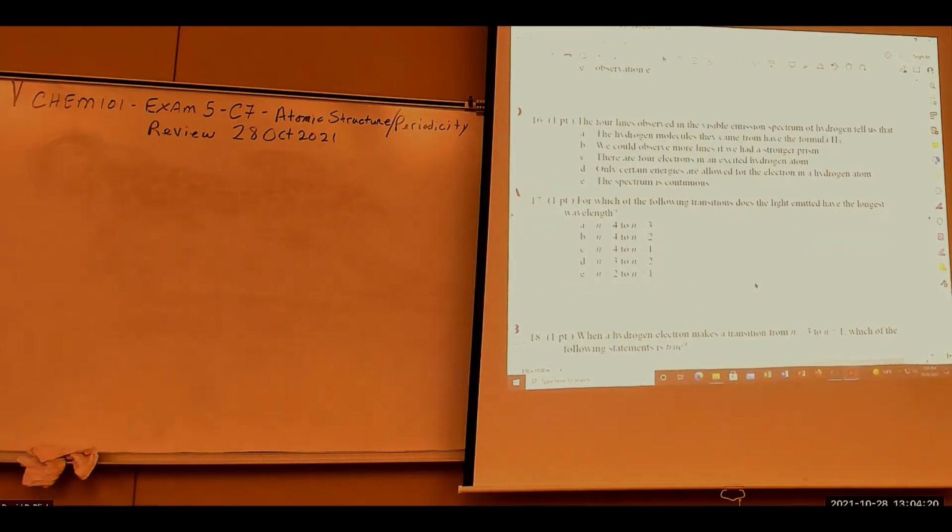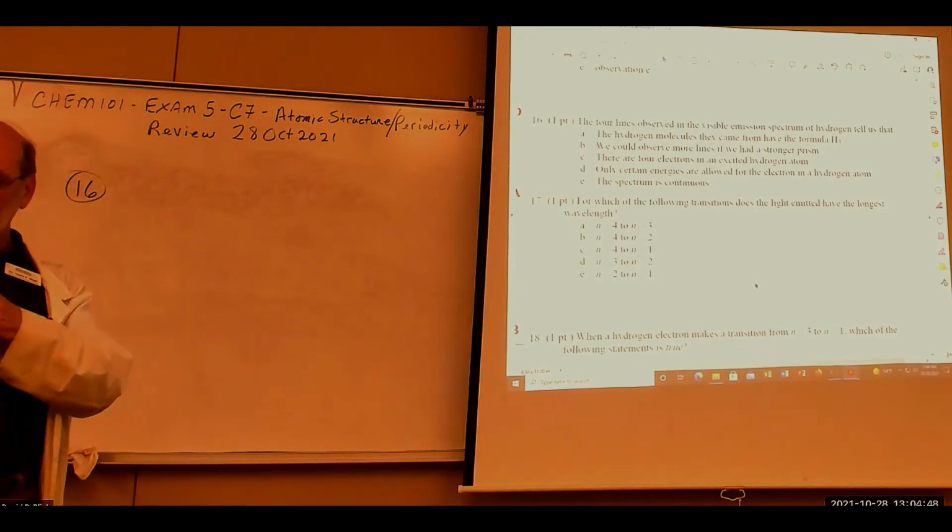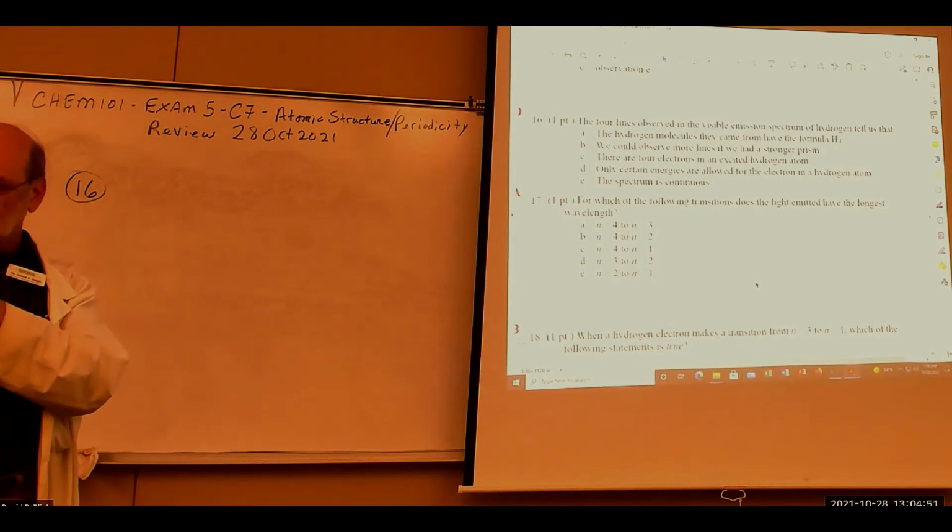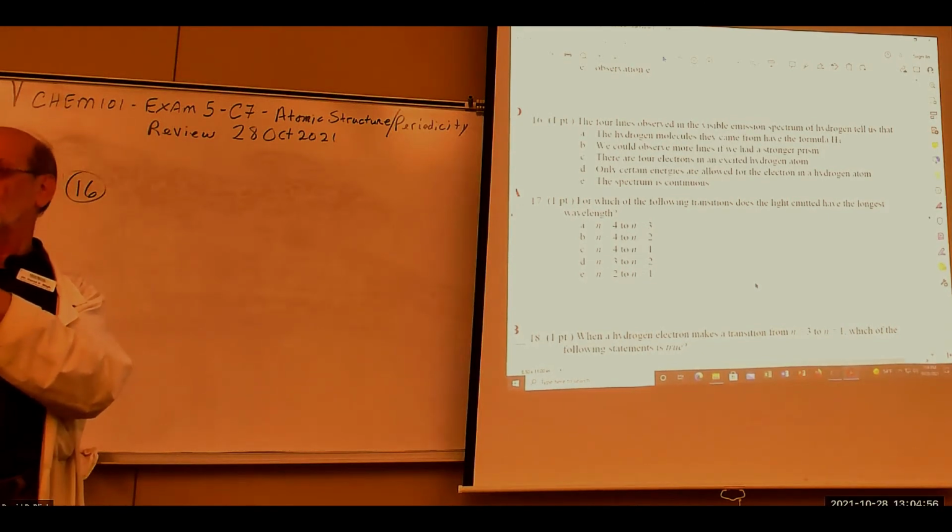Let's see. Yeah, 16. The 4 lines observed in the visible spectrum, emission lines of hydrogen, tell us what? We've actually covered that already in one of the previous problems. That tells us that only certain energies are allowed for the electron in the hydrogen atom. If an infinite number of energies were allowed, say if you add energy to the electron, and it just moves up here, add a little more, it moves up here, moves up here, add more, it moves up there.